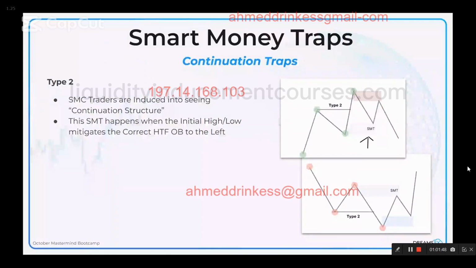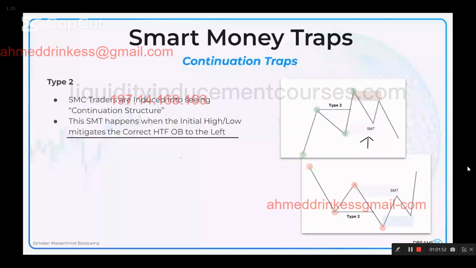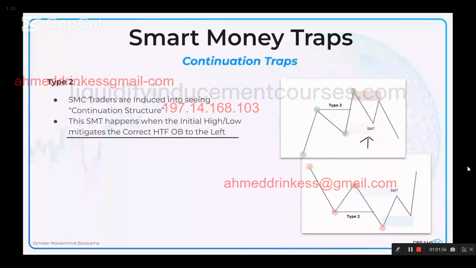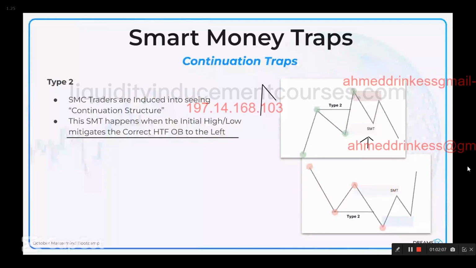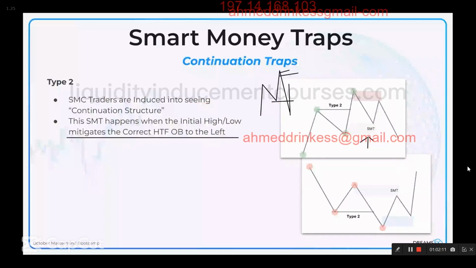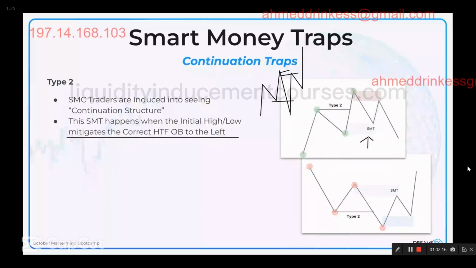This SMT happens when the initial high or low mitigates the correct higher time frame order block to the left. So compared to the first example, that was a reversal-based trap for SMC. This is a continuation from our perspective, or from their perspective. A reversal, remember the previous one, we were talking about how when structure is broken, this is the SMT to then continue structure. This is the first scenario. In this scenario, structure actually is going to be maintained.